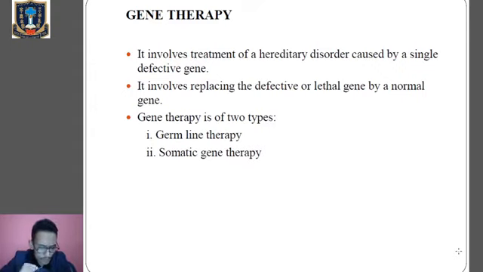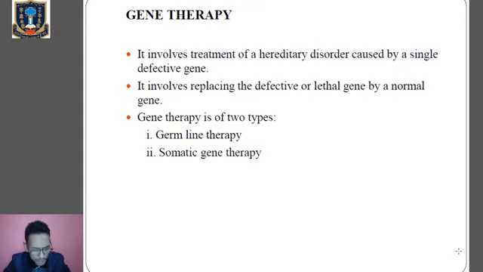Now it involves replacing the defective gene, or the harmful gene, or the lethal gene, with the normal one. The normal gene delivered into the embryos or the person's tissues takes over the normal function over and above the defective gene. So those normal genes which we have introduced with the help of gene therapy technique will take over from the defective genes, so that the gene will function normally. So gene therapy is mainly of two types. First one is called germline therapy, and the second one is called somatic gene therapy. So what is germline therapy?